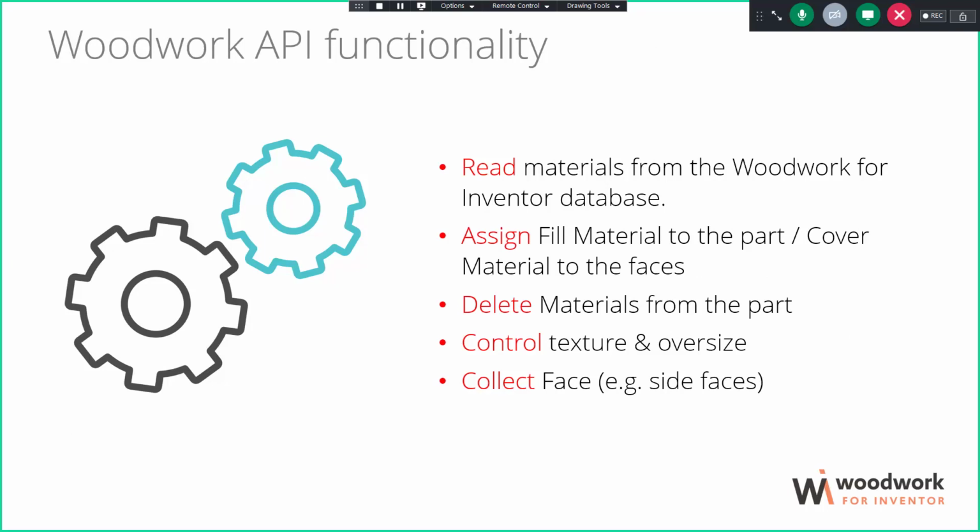So now the main question is what the Woodwork API is capable of doing. Since this is an early bird, the first release of the API, not all the commands are presented here, but nonetheless, we have some basic stuff you can see here. We can read materials from the Woodwork Fundamental database, assign materials to the part or cover materials to the faces of the workers. We can delete materials, remove materials from the part, control the grain direction and oversize, and make face collections. So for instance, we can collect all the edges and reassign the material in a certain scenario if needed.